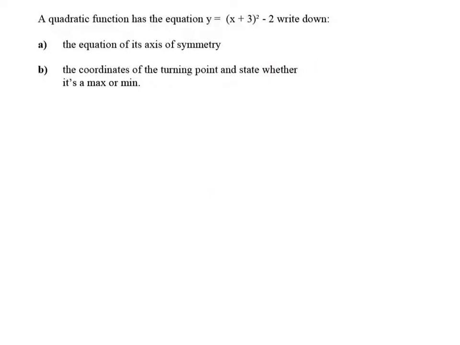Here we're given the equation and we're asked to extract the information from it. It's in the completed square form, so we can just pick out the information that we need. The axis of symmetry is given inside the bracket here. Our axis of symmetry is going to be x equals minus 3. It's got to be in this form, you can't just write minus 3.